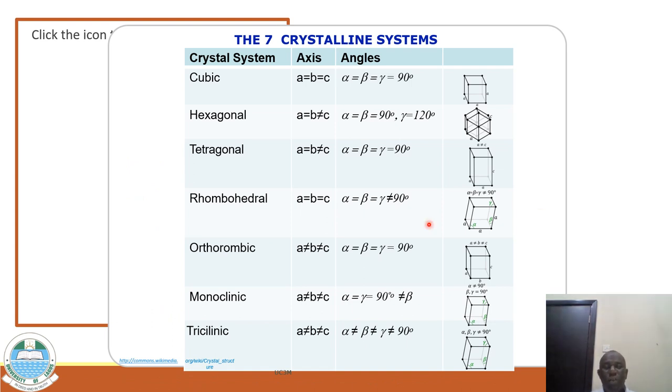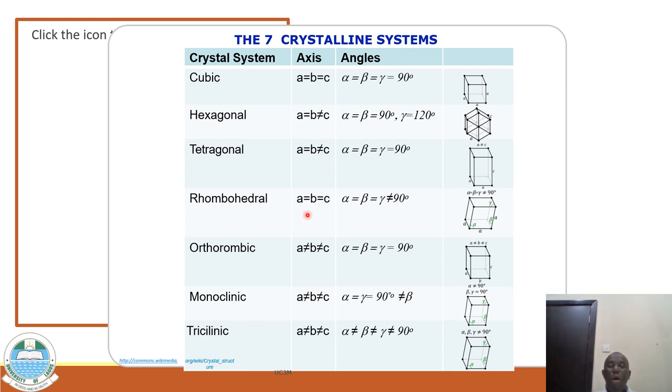Now, based on the arrangement of the axes and the angles between them, we have the seven crystal systems. We call them cubic, which is A equals B, B equals C, and all the included angles are equal at 90. We have hexagonal, A and B are equal, not equal to C, such that alpha and beta are 90, but gamma is 120. In tetragonal, all the angles are equal at 90, but only two sides are equal. The third side, C, is not equal to the other two.